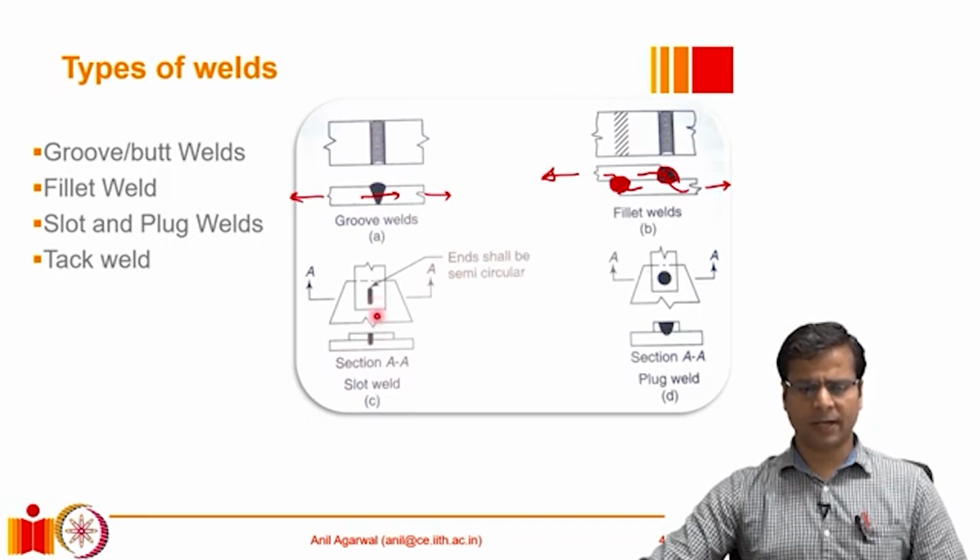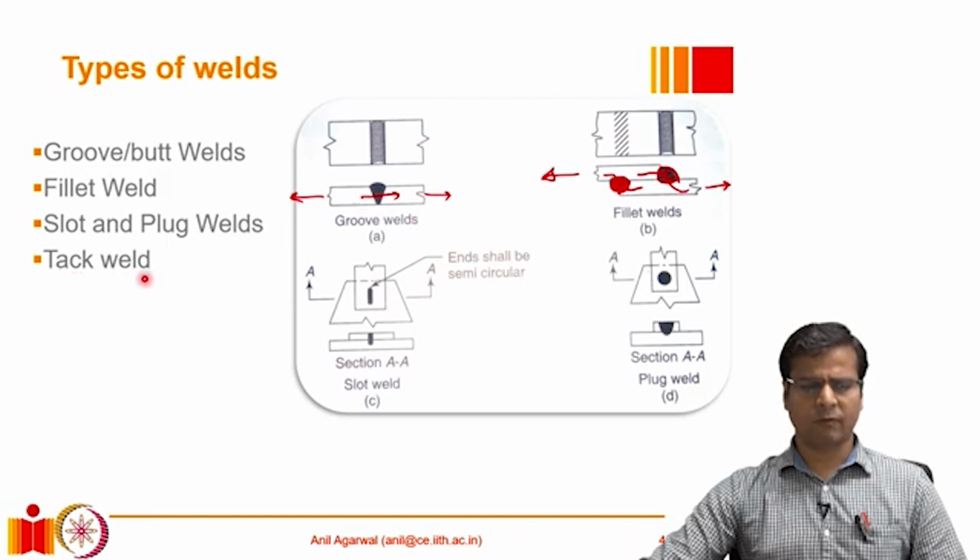So an example for that is what is shown here, wherein you have these two plates. One of the plates, the upper plate for example, has a slot or a hole, and what we do is fill that entire hole with a weld filler material, and in that process we also fuse the two plates together, right, as shown here and here. So these welds are known as slot or plug welds.